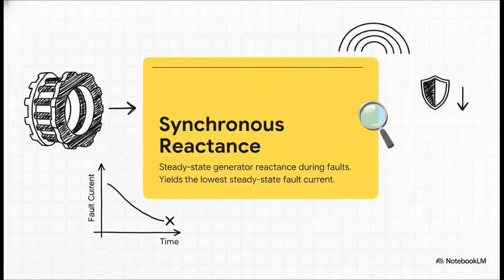Finally, after several seconds, the magnetic field fully settles down. This leaves you with the synchronous reactance, or just XD. This is your steady-state reactance in fault conditions. At this point, the generator is throwing up its highest impedance value, which drops the fault current down to its lowest point at steady state. So the big takeaway here? A generator's response is a moving target. It's a time-dependent decay curve, definitely not a fixed number.